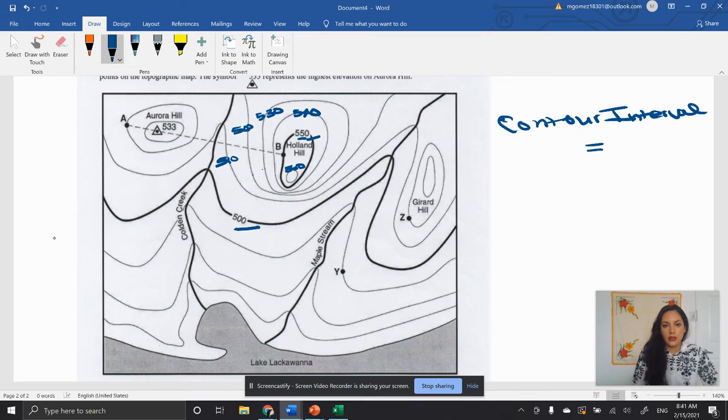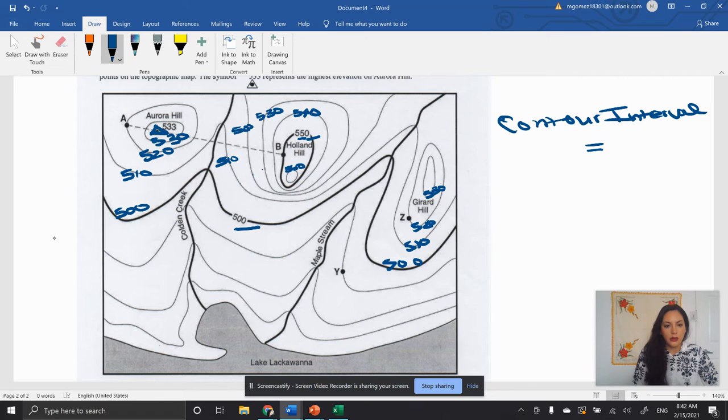Same thing over here, guys. This is 500, 510, 520, 530. Same thing over here: 500, 510, 520, 530. And so that makes sense, because anytime you see a triangle like this, it's telling you that the peak of the mountain is 533.